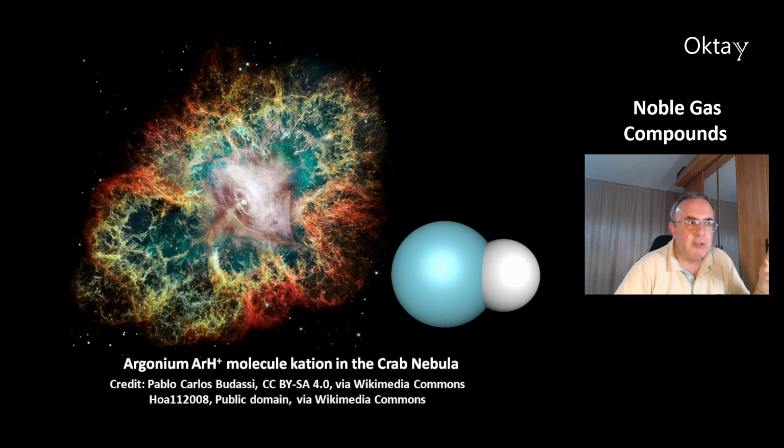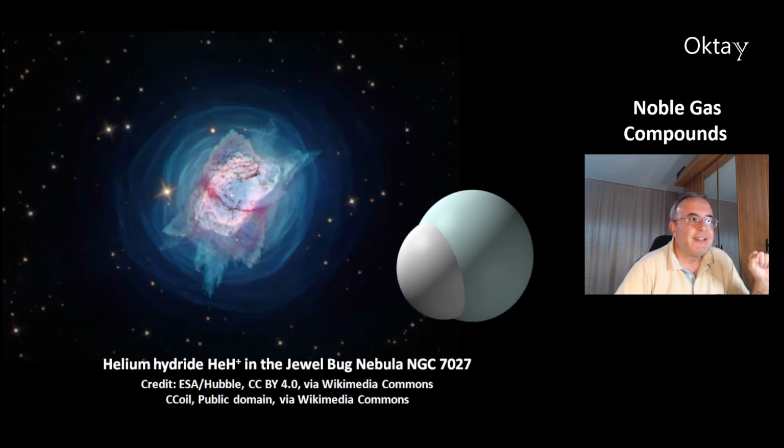This is another compound, that's argonium, ArH+, a molecule cation in the Crab Nebula. This is another compound, helium hydride, HeH+. It has the same number of electrons as hydrogen. It was found in the Jewel Bug Nebula, NGC 7027.